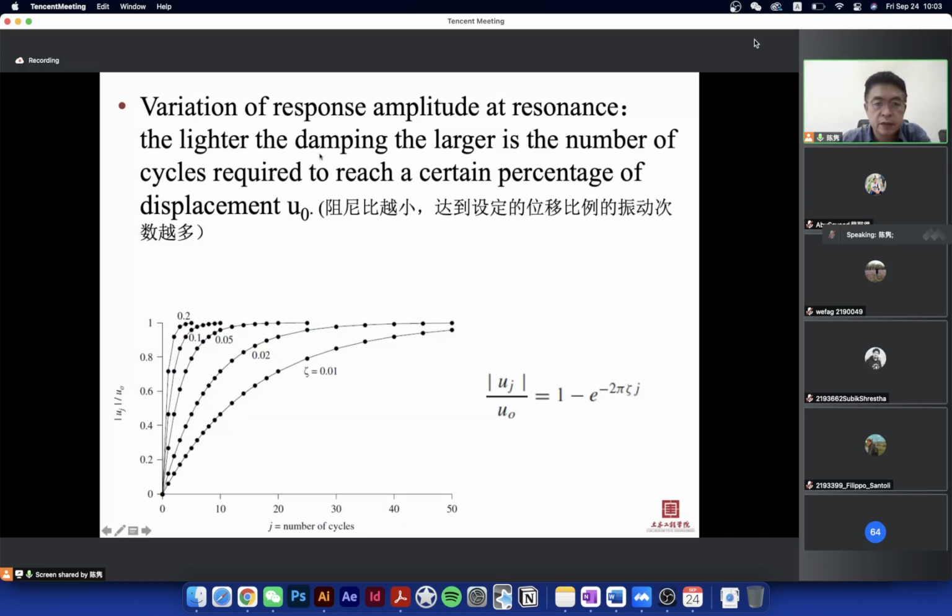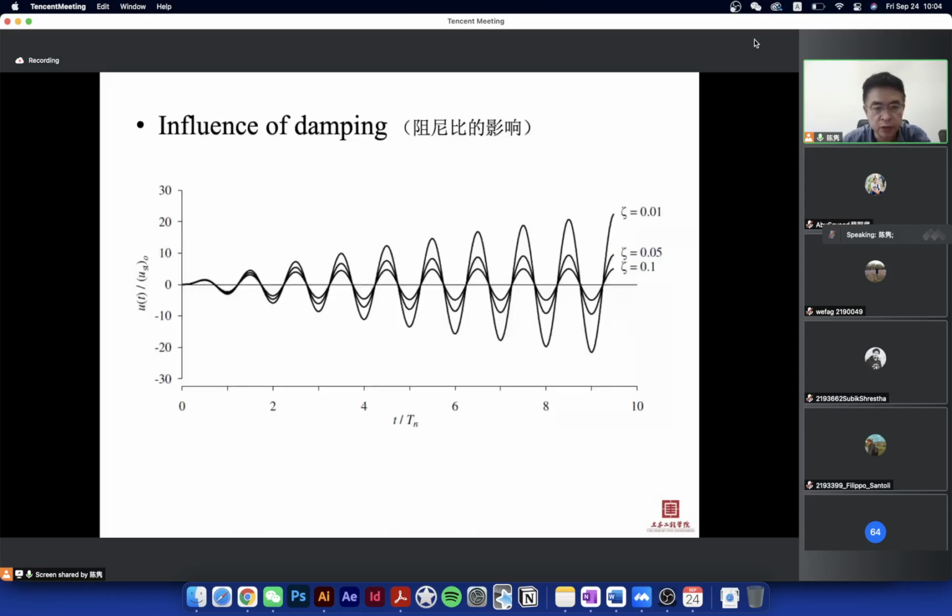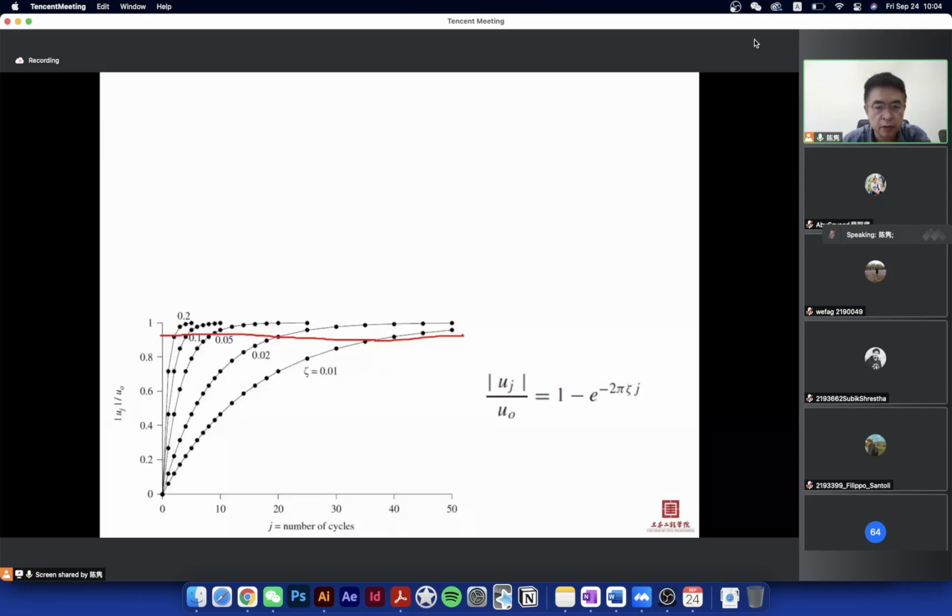The lighter the damping is, the larger the number of cycles required to reach a certain percentage of displacement U0, because you have a steady state response. When you apply a dynamic load to the structure, the structure starts to vibrate, and it finally reaches the steady state response. It takes time to build up the amplitude.